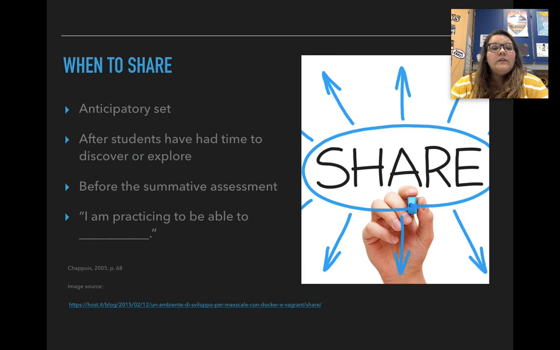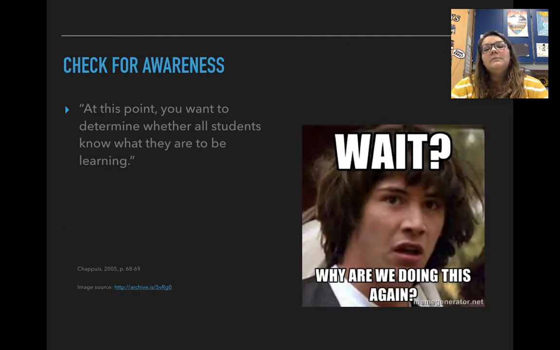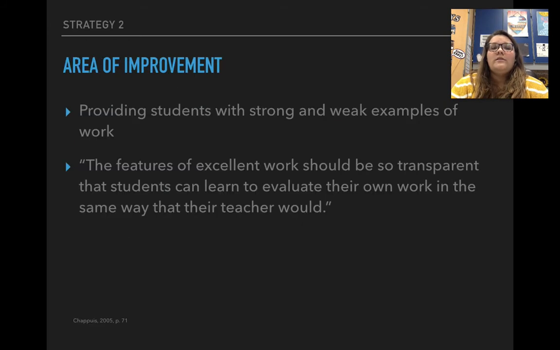Sharing learning targets can be done during an anticipatory set, after students have had time to explore or discover, definitely before a summative assessment, and students should be able to answer the statement, I am practicing this to be able to do something else. As a teacher, it's important to check for awareness of students. Are they able to answer why we are doing what we're doing or clearly state the learning target? So at this point, you want to determine whether all students know what they are to be learning.